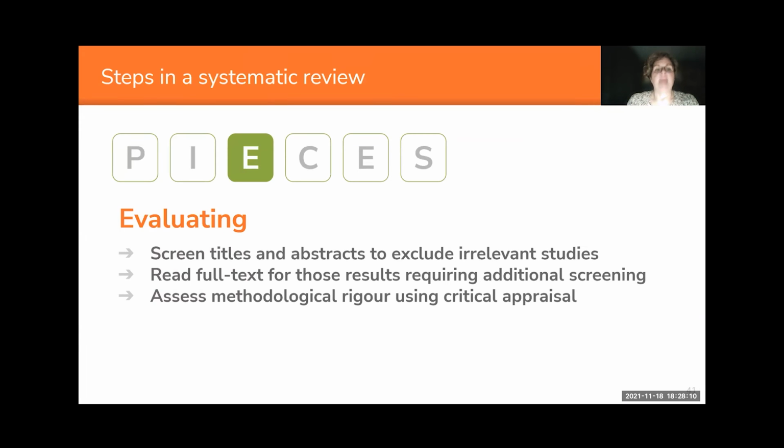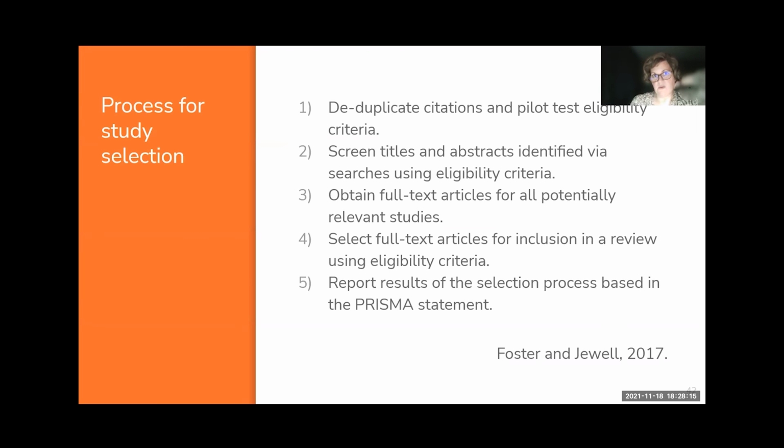Okay. Next, evaluating. We talked about it a bit, but let's go into more detail. The process for study selection. Well, we already talked about deduplication, but the main thing about this step is the screening. Again, we'll look at it more in the next session with Covidence. Tools like Covidence really help with that. There are other ones out there. In fact, there's one called Rayyan. These are other software that help you with the screening step. But that is a step that takes quite a bit of time.